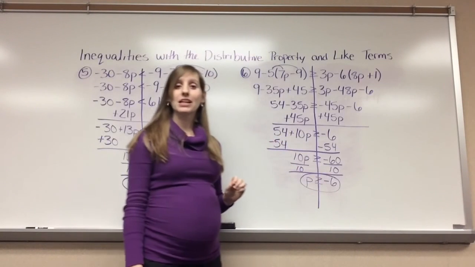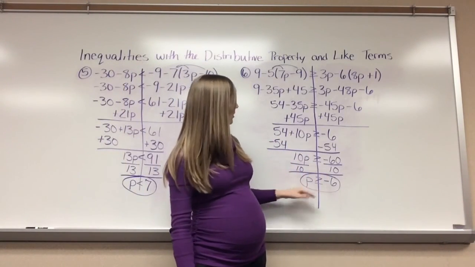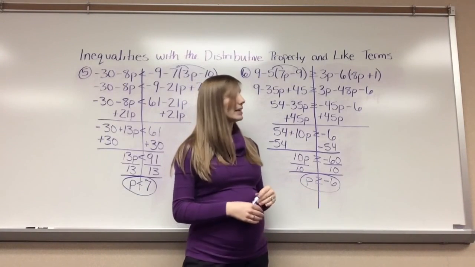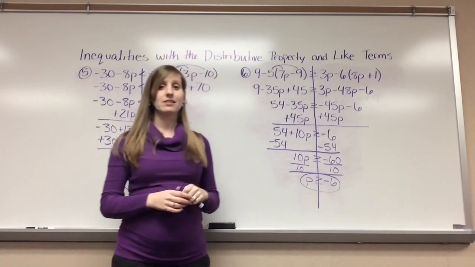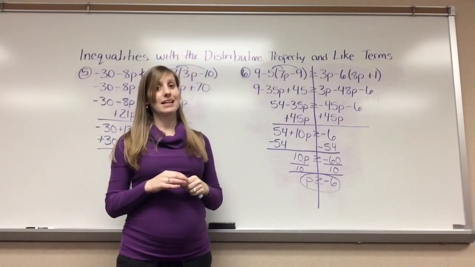I did not flip the inequality sign because I did not divide both sides by a negative. So number 6 your answer should be p is greater than or equal to -6. And that's the end of our lesson on inequalities with the distributive property and like terms.